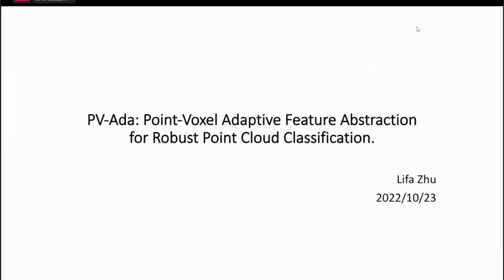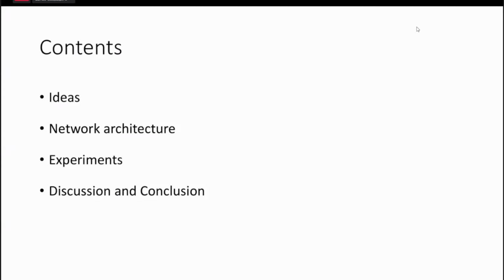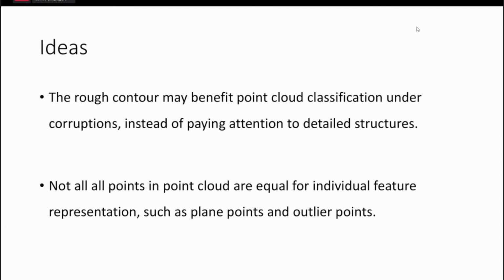Okay. Hello, everyone. I'm Li-Fa Zhu. Our report is PVT-ADA, point voxel adaptive feature abstraction for robust point cloud classification. We are the DGPC team. Here are the members. The contents include the following four parts. First, the ideas. The ideas are inspired by the following two observations. First, the rough contour may benefit point cloud classification and corruptions, instead of paying attention to detailed structures. Second, not all points in a point cloud are equal for individual feature representation, such as plane points and outlier points.